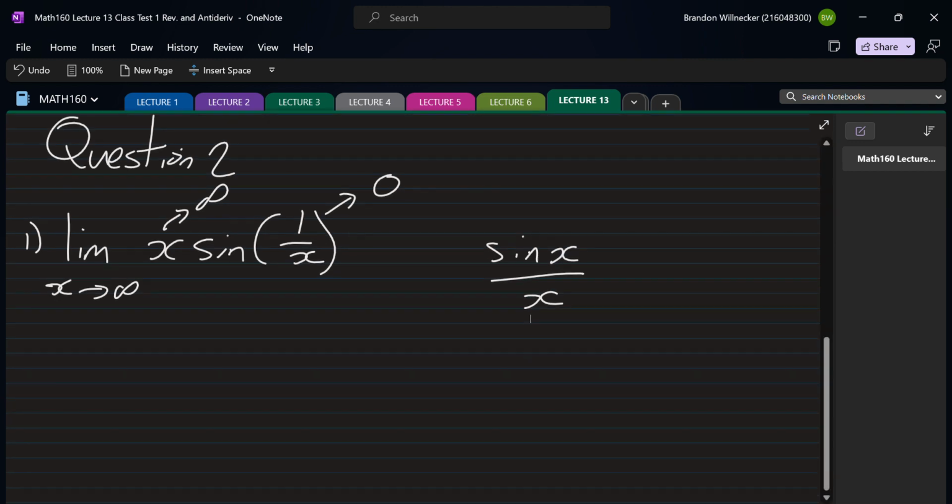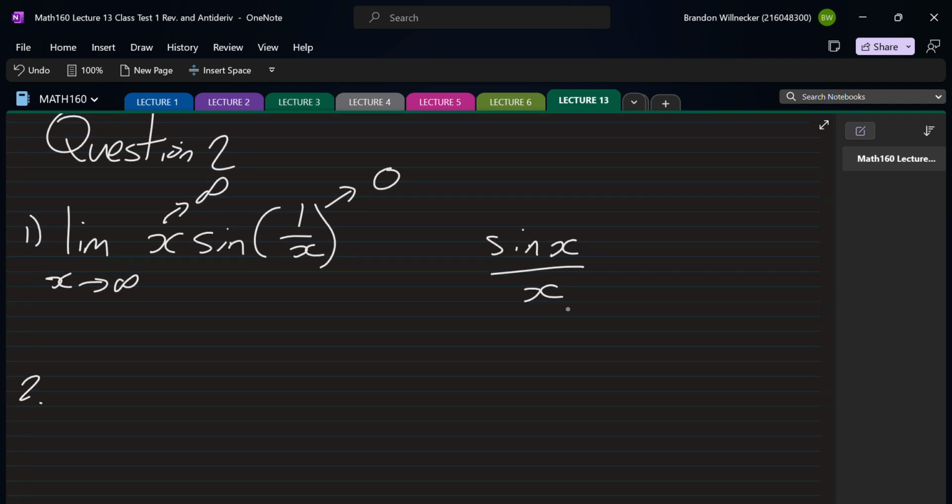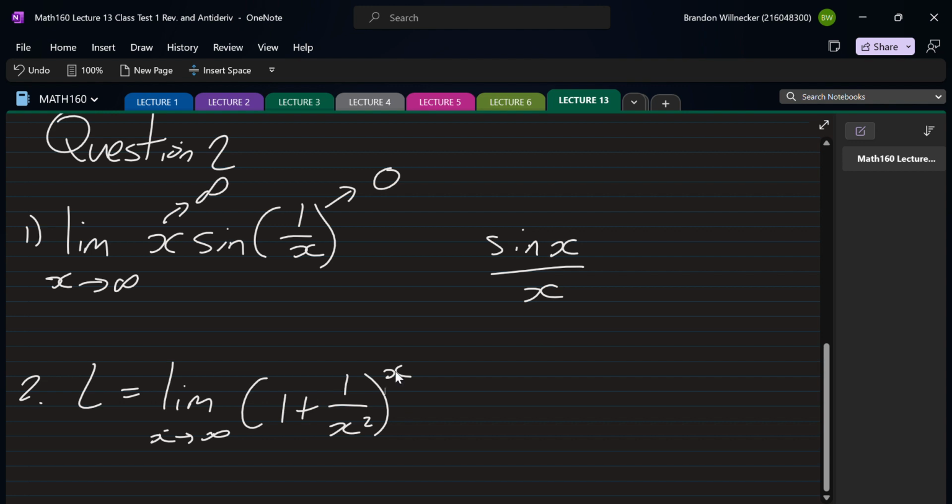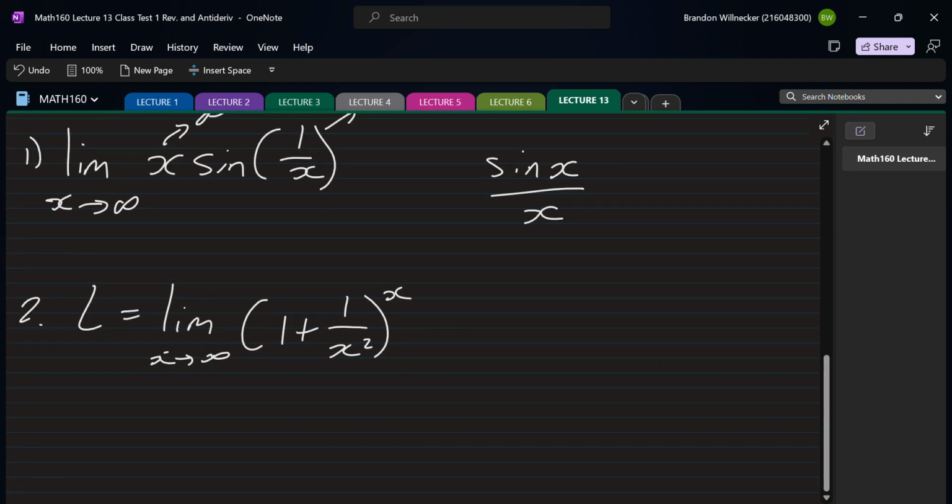Number 2, we have L equal to the limit as x goes to infinity of 1 plus 1 over x squared, to the x. So this is also an indeterminate form, 1 to the infinity, and that was on that table that we had. Here we can use L'Hopital's rule, but it's not in the correct form. This is in the form 1 to the infinity. We need it in the form 0 over 0 or infinity over infinity.